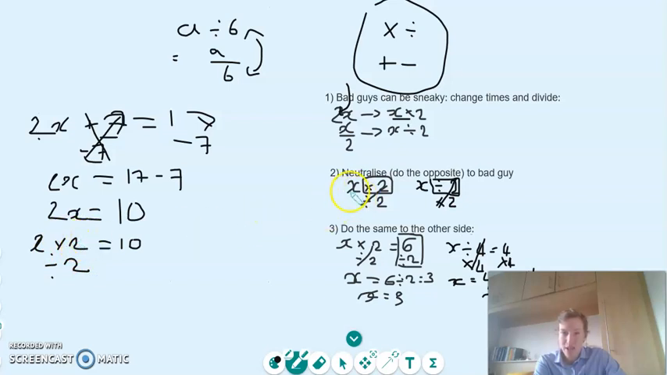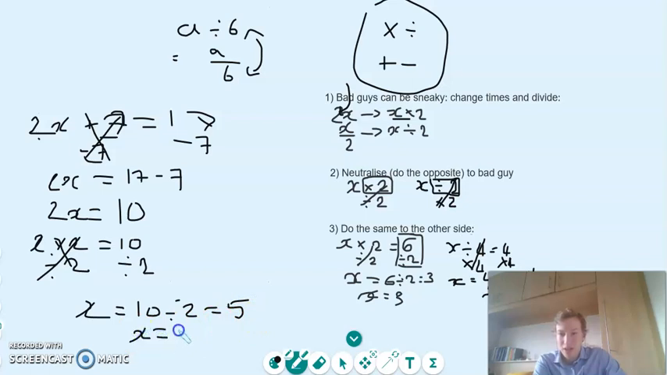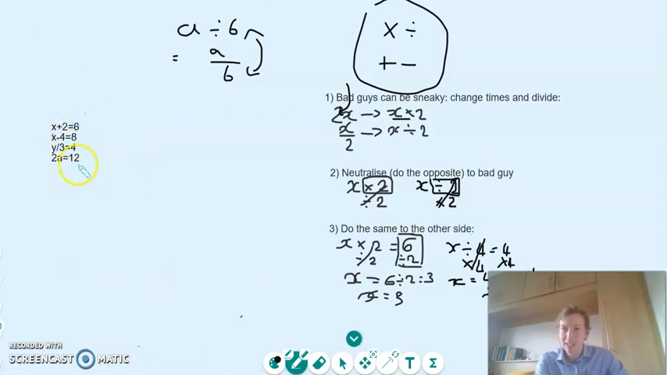So they neutralize. That's your step 2. And then your step 3, doing the same to the other side. You do the divide by 2 on the other side. So x is 10 divided by 2, which is 5. So your final answer is that x is 5. And that's it. Okay, so now it's your turn.